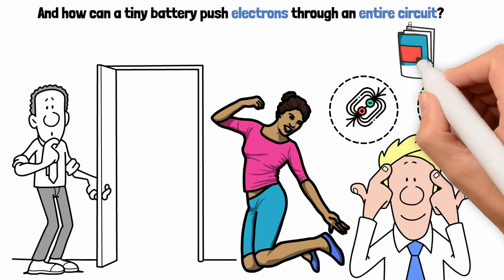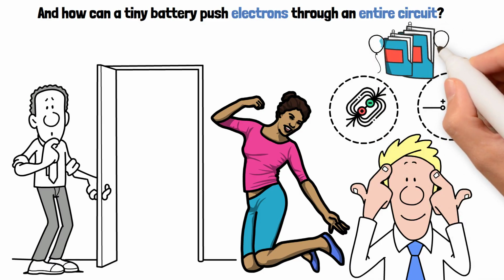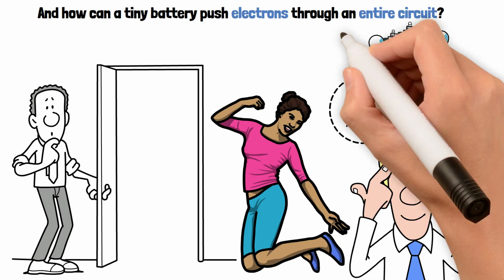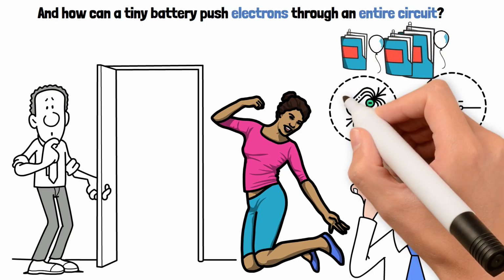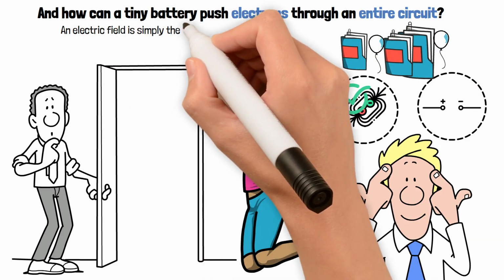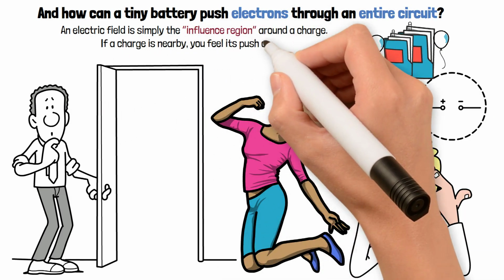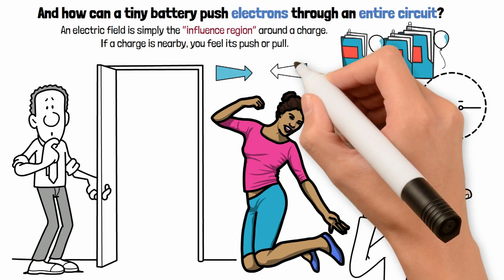Take a small scrap of paper and bring a charged balloon close to it. The paper moves without being touched. Something invisible is reaching out and pulling it. That something is an electric field. An electric field is simply the influence region around a charge. If a charge is nearby, you feel its push or pull. If it's far away, the effect gets weaker.